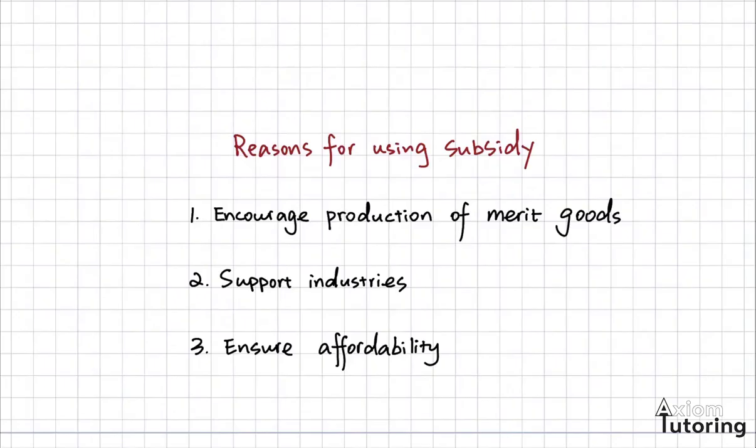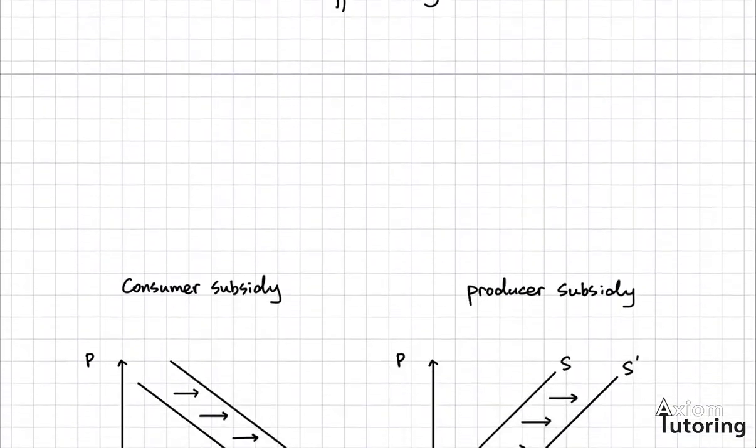Second, subsidies are used to support industries in difficulty. They help struggling industries survive or thrive, especially during times of economic difficulty, like recessions or when faced with foreign competition. Besides, subsidies are used to ensure affordability, keeping the prices of essential goods such as food or energy affordable for low-income consumers.